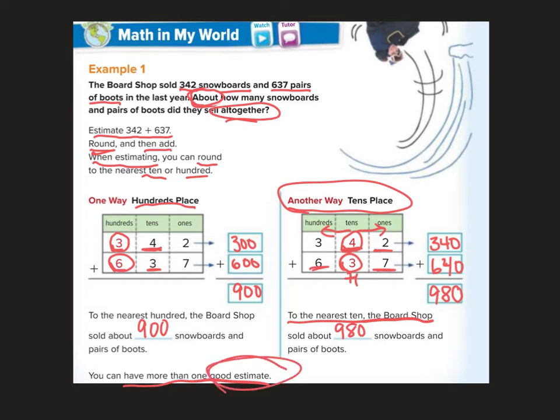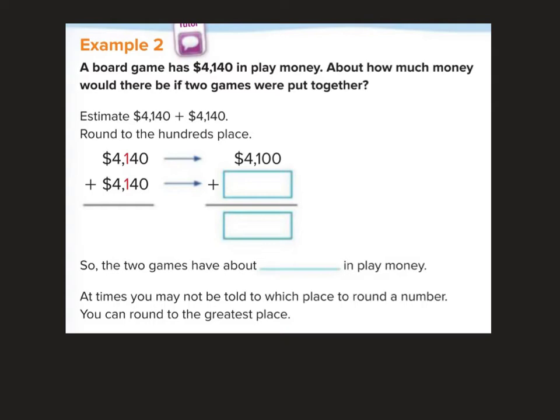Okay, so let's try another. Example 2. A board game has $4,140 in play money. Oh, there's that word, about. Let's circle it. How much money would there be if 2 games were put together? So we need to estimate 4,140 plus 4,140. We're going to round to the nearest 100. Okay, so if I take 4,140, I would circle the digit in the hundreds place, underline the digit in the tens place.